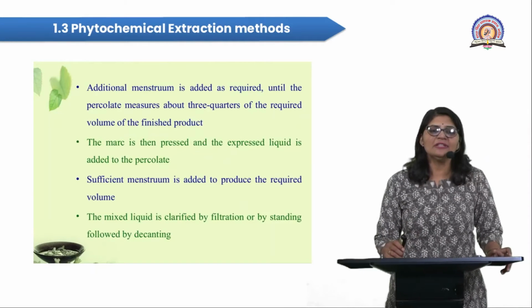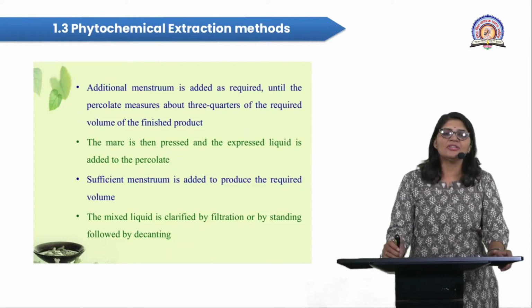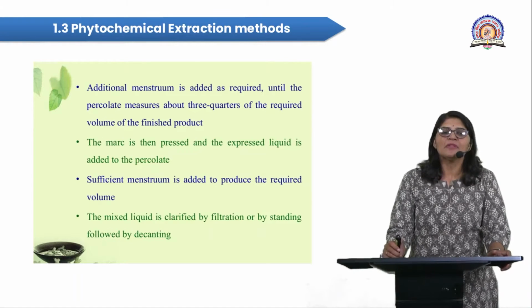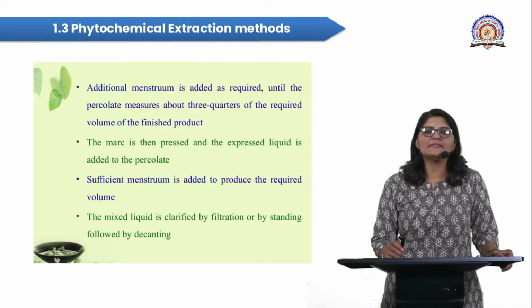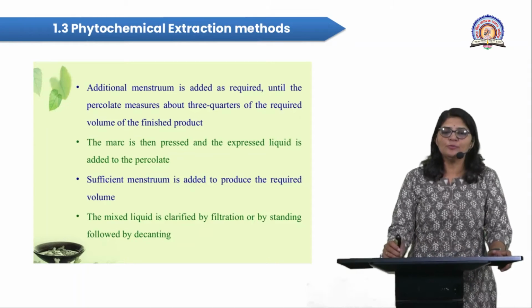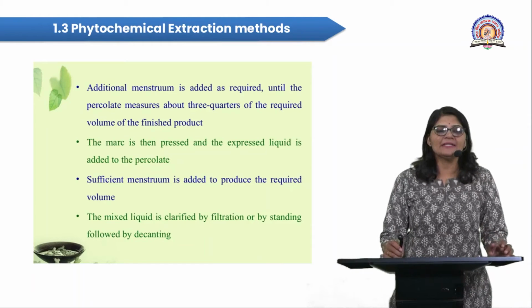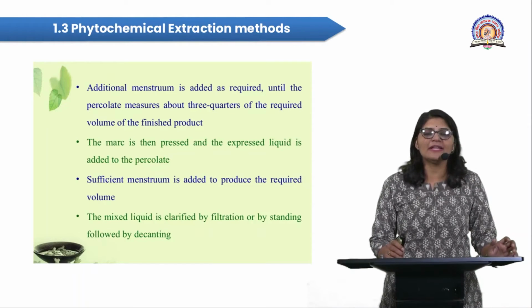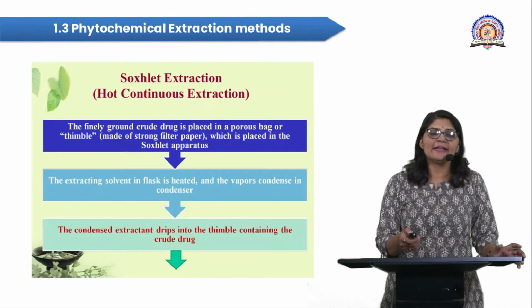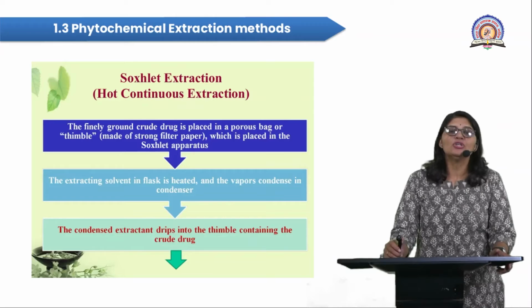Then additional menstruum is added as required until the percolate measures about 3/4 of the required volume of the finished product. The marc is pressed and the expressed liquid is added to the percolate, and sufficient menstruum is added to produce the required volume. The mixture is properly mixed and the liquid is clarified by filtration or by standing followed by decanting.